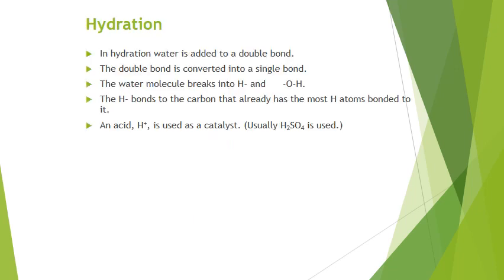The other type is called hydration, and you've heard of getting hydrated. It means takes on water. So what we're going to do is add water to an alkene. The water is going to come apart. It's going to add an H to one of the carbons, and an OH to the other carbon. You don't have to know this, but typically you have to add acid to help the reaction take place.